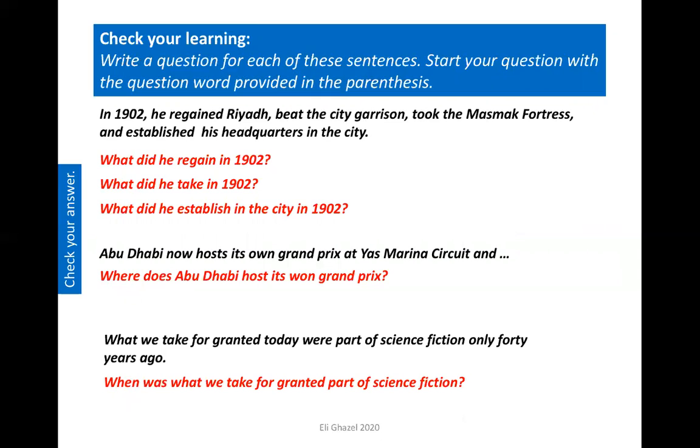And this, give them some time, obviously, and then check your answer. So what did he regain in 1902? What did he take in 1902? What did he establish in the city in 1902? These are all what questions. So they can write 1 or 3 or more than that.